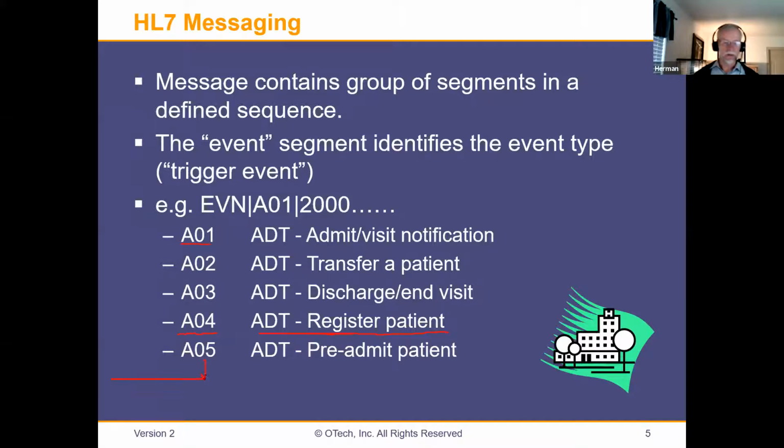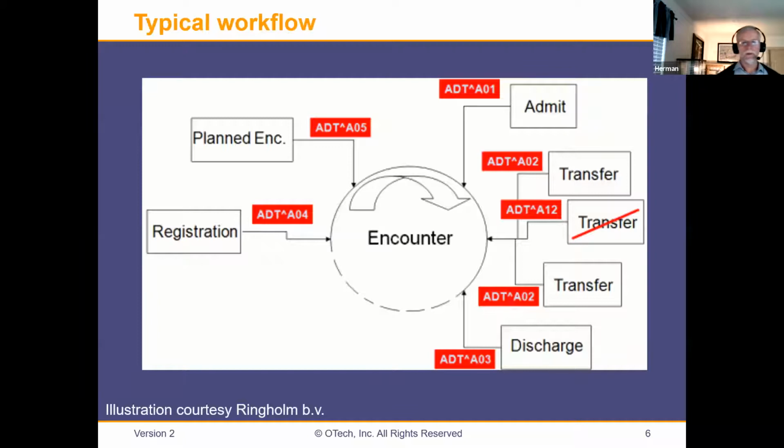Quite a bit, actually, just for patient registration. So that's an event type. So let's go through a typical workflow, a typical encounter, and you get an idea of the kind of messages and the kind of event types that are used to manage this encounter.